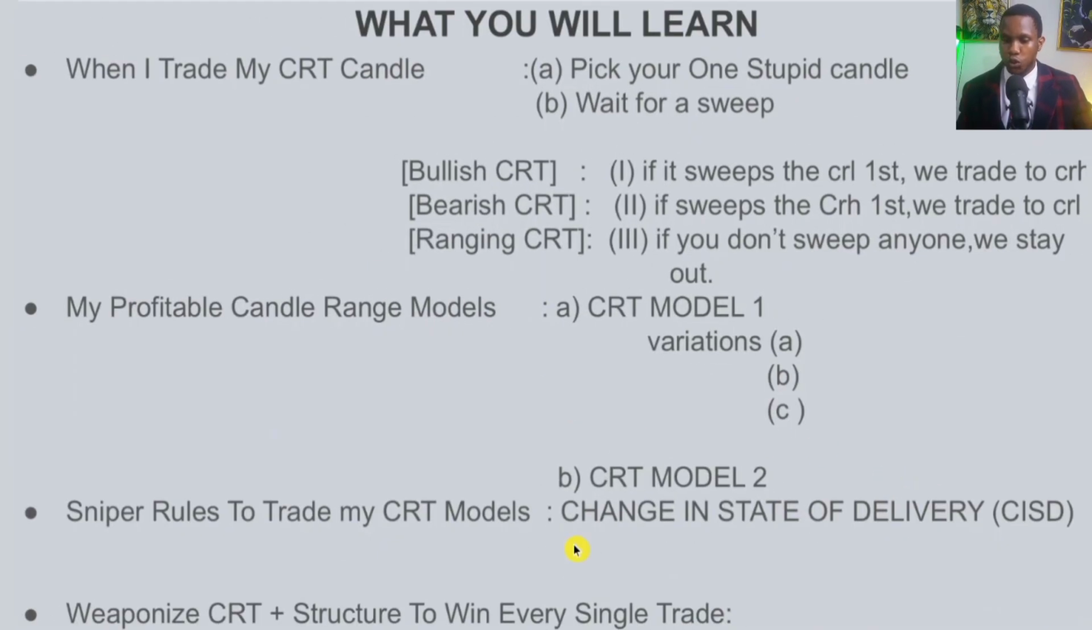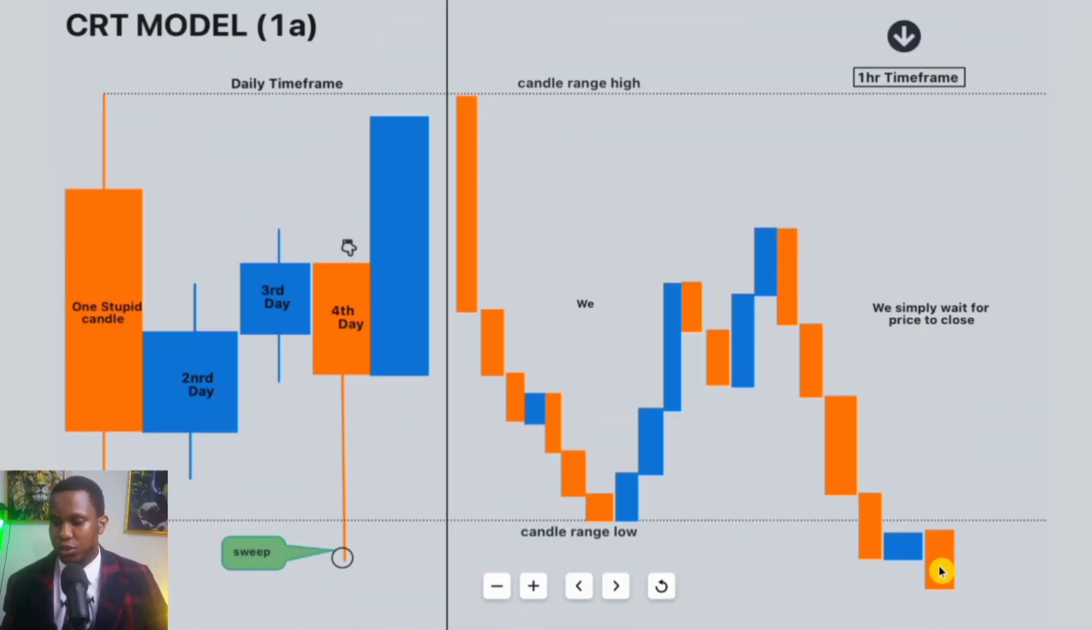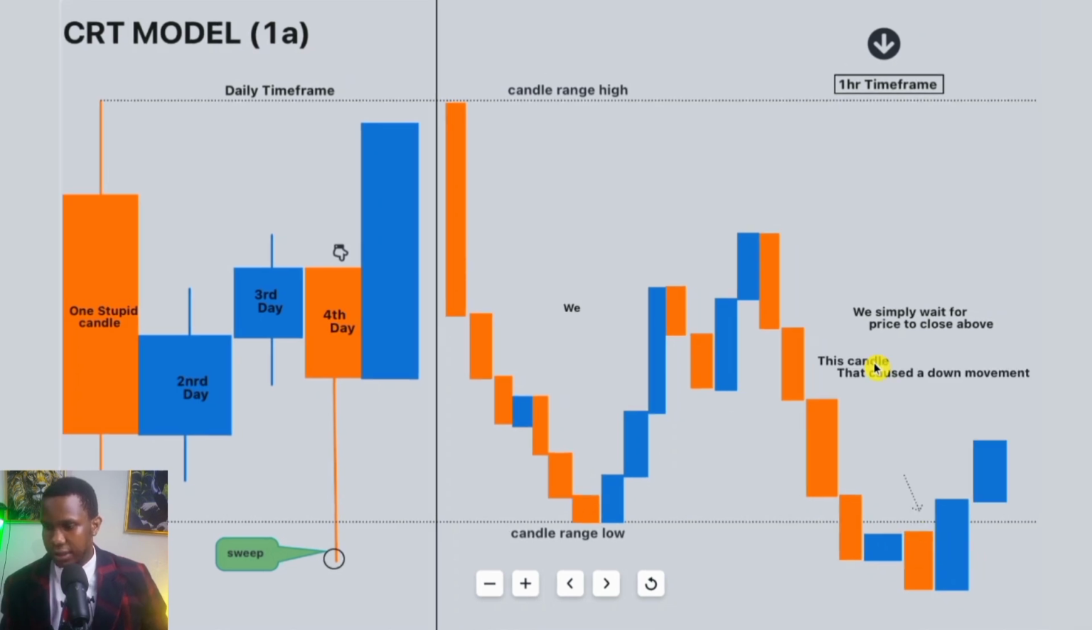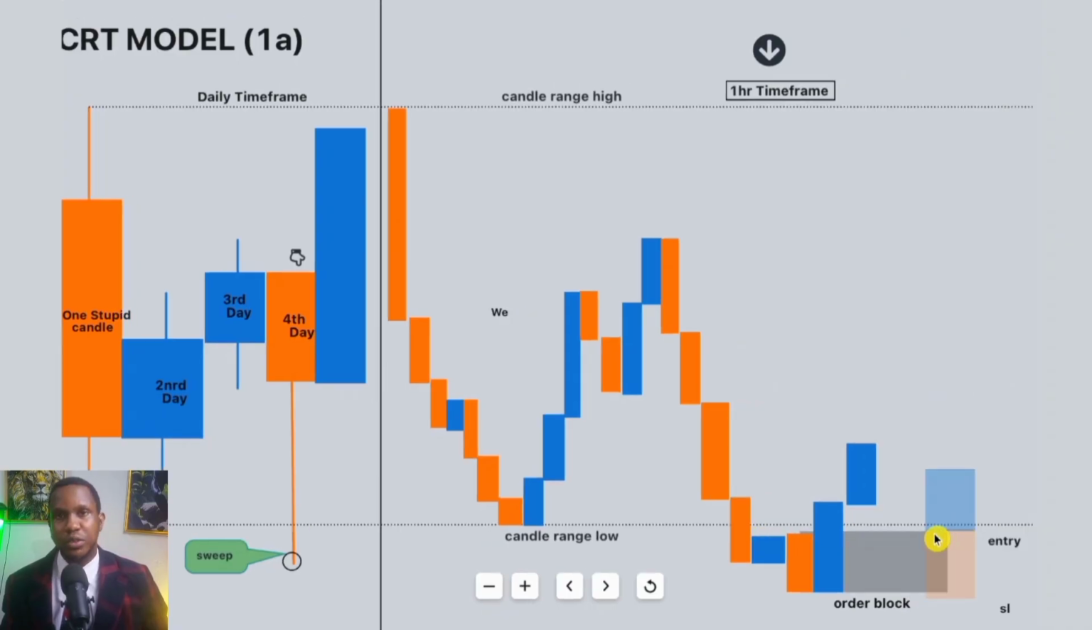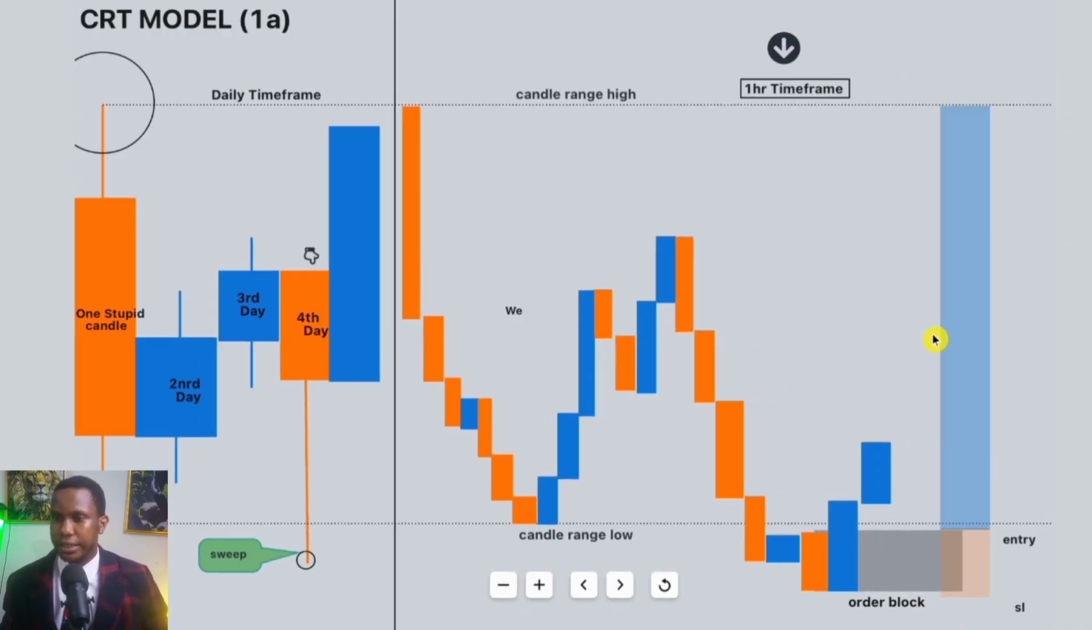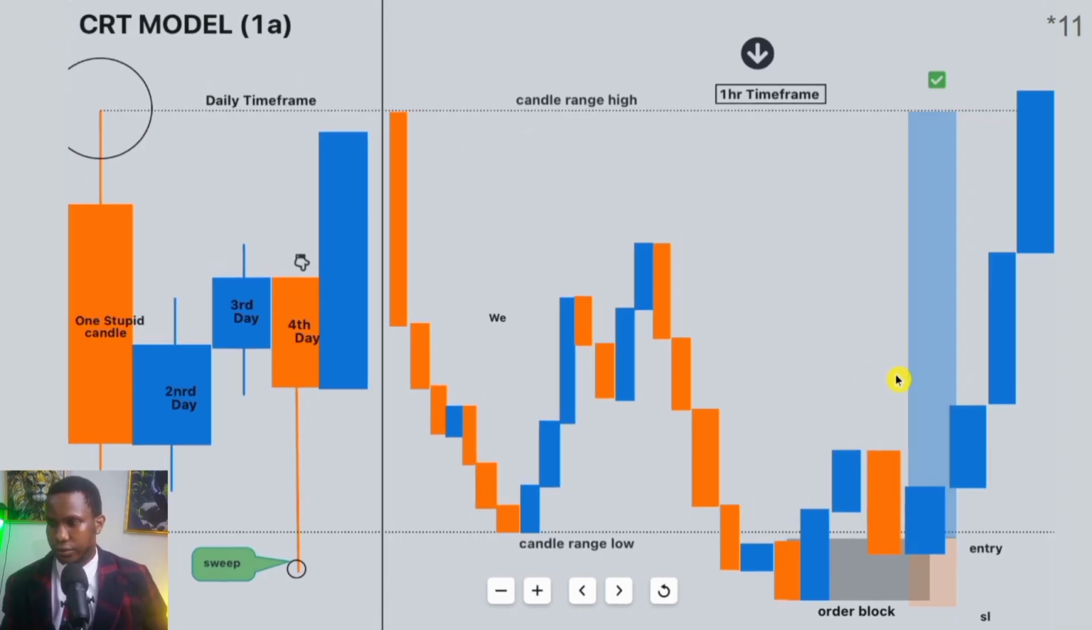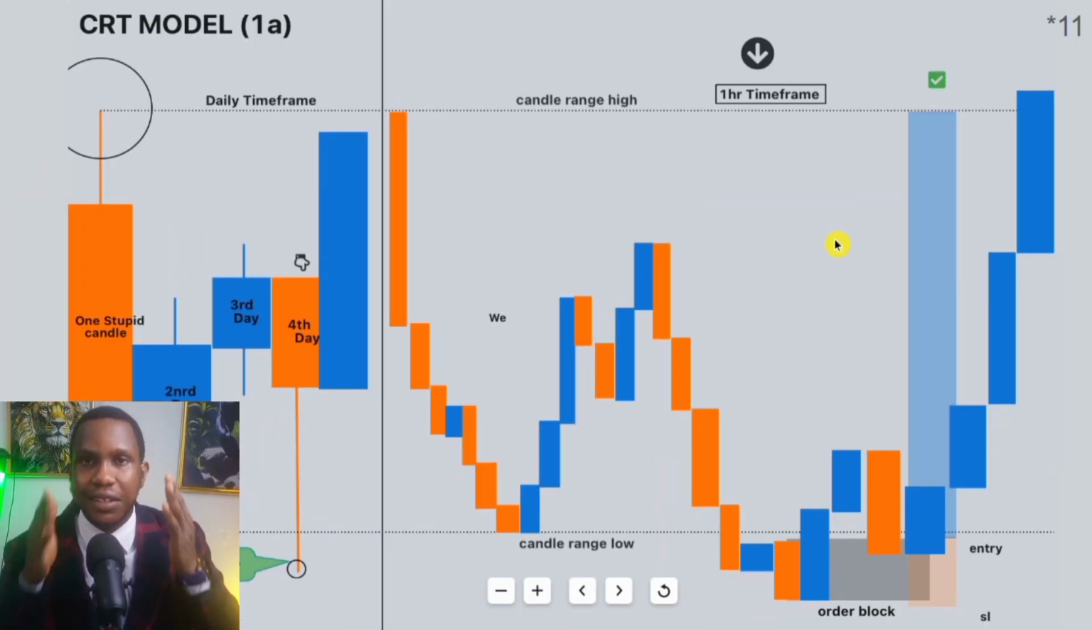We use change in state of delivery for our sniper entry. We simply wait for price to come and close above the candle that caused this downside movement. I'll mark out our order block, make our entry on it, stop loss below it, and take profit at the candle range high. Let's see how the trade unfolds, traders. Okay, and that's a full take profit. You have to bend your rules to this and follow them.